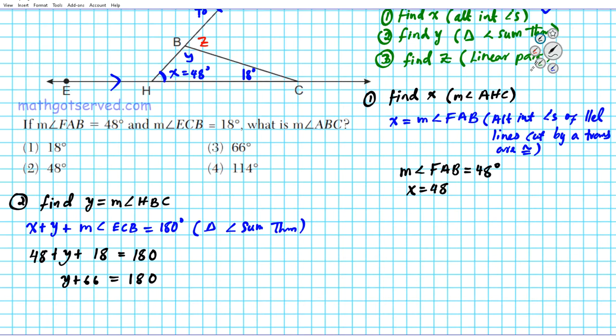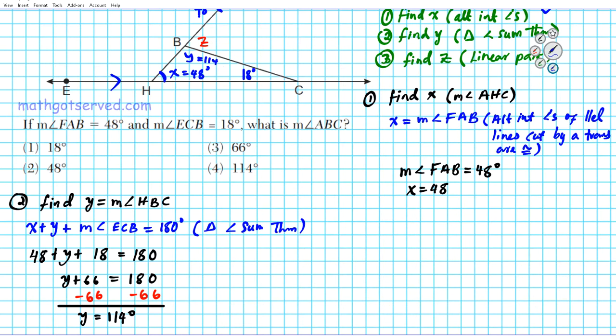All right, to get y by itself, we just simply subtract 66 from both sides. We're flexing our algebra muscles now, what we learned last year. So we're now going to have y by itself. 180 minus 66 is 114 degrees. That's what y is. Okay, so y is 114.